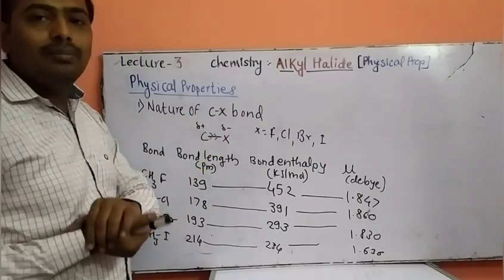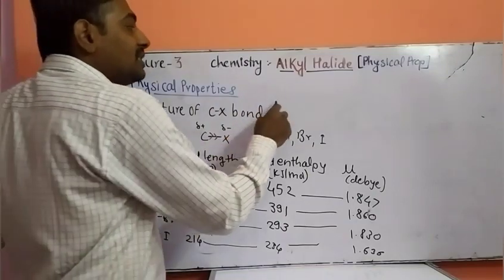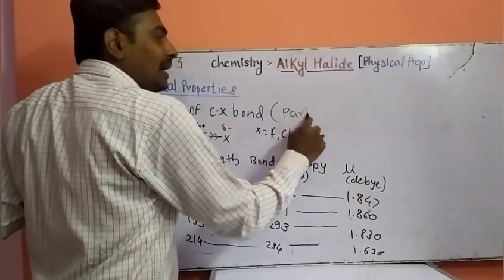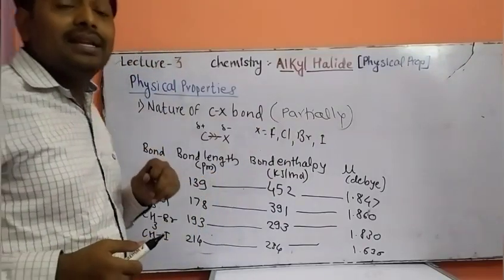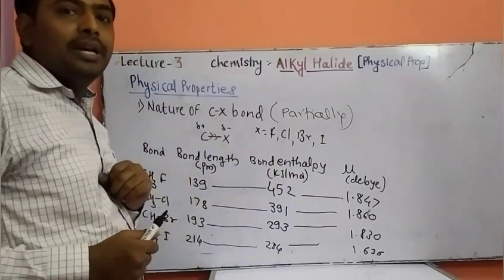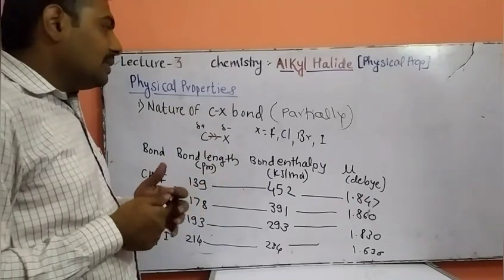So the polarity is carried in the bond. What is the nature of the C-X bond? It's a partially polar nature. It is not completely polar because it is a covalent compound. Completely polar compounds are ionic compounds. So what happens in this case?